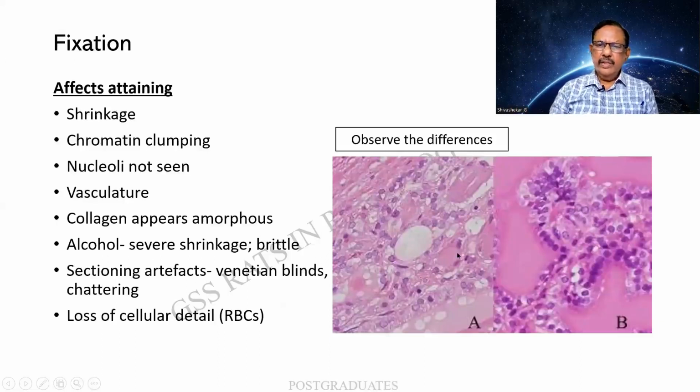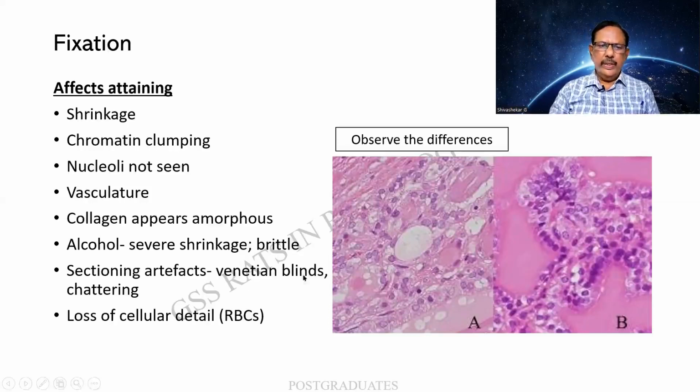Now, this is the same tissue. You find that there is a difference between the two. What are the differences? It can affect the shrinkage of the tissue. For example, this is more shrunken, this appears more bloated. Clumping of the chromatin. This is, again, more vesicular, whereas it is appearing hyperchromatic over here. Nucleoli need not be seen. Vasculature, not clearly demarcated. Collagen can appear very amorphous. It is over here, the collagen. And the alcohol can lead to severe shrinkage as well as make the tissue a little brittle.